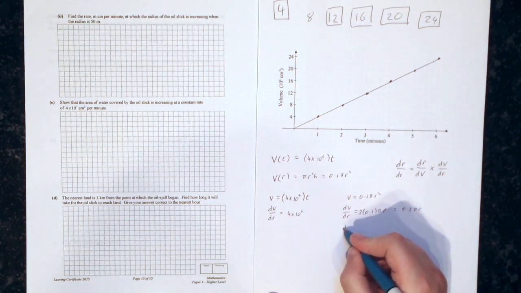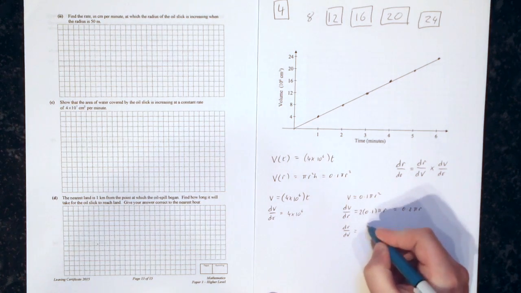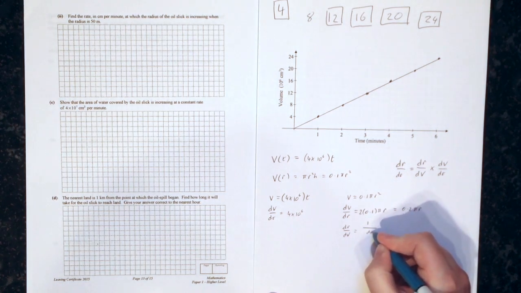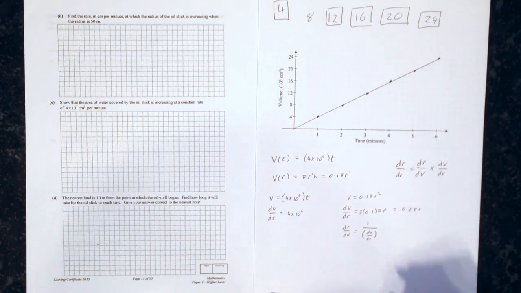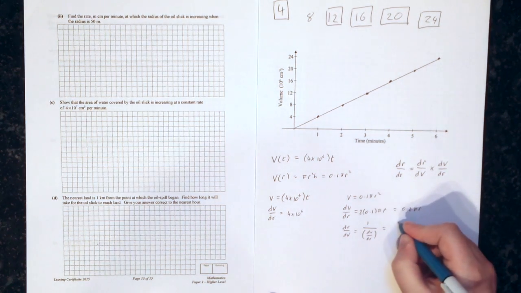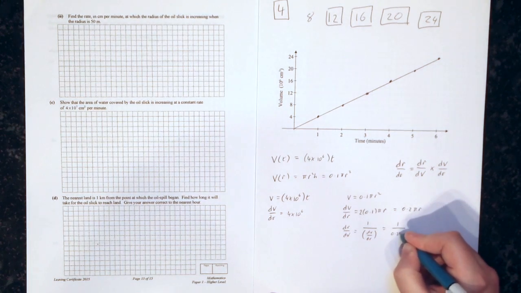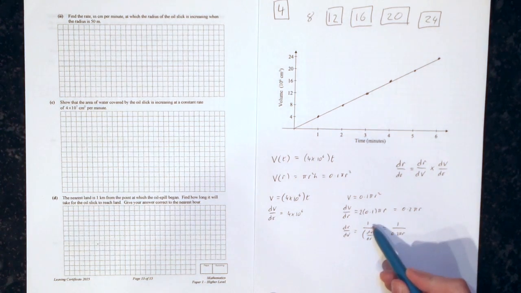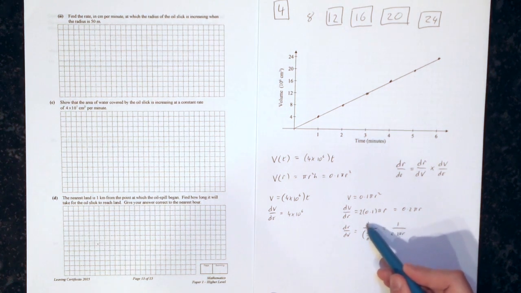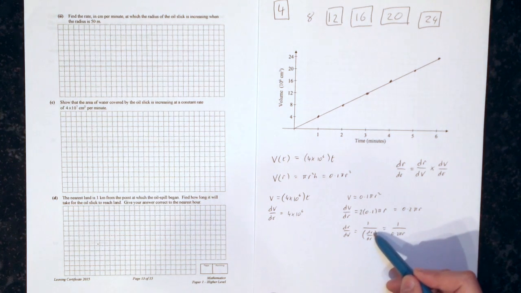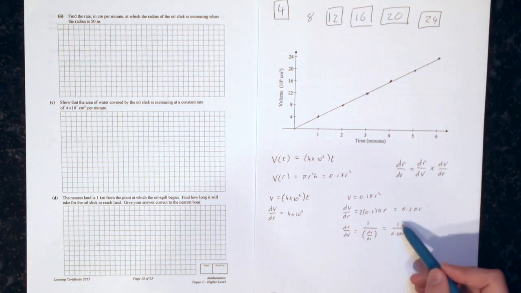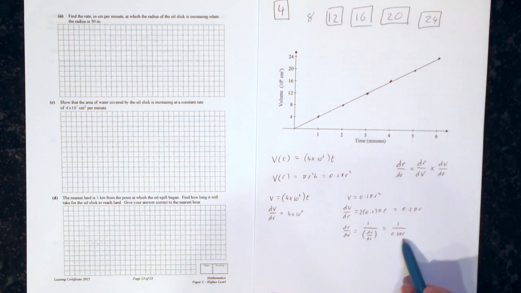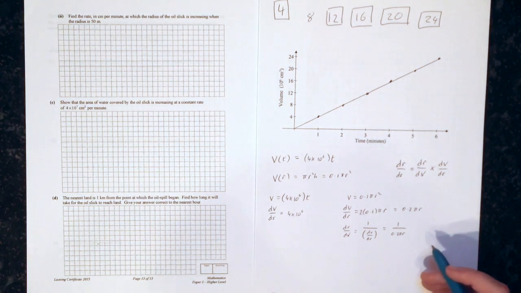Well, dr/dV is going to be equal to 1 over dV/dr, which is equal to 1 over 0.2 pi r. So what we've done here is we've turned this upside down by essentially thinking of it as a fraction and dividing the top and bottom by dr. So on the top we're left with dr over dr, which is 1, and on the bottom we have dV over dr, which is what we have. So we have 1 on the top and dV/dr on the bottom, which is 0.2 pi r.